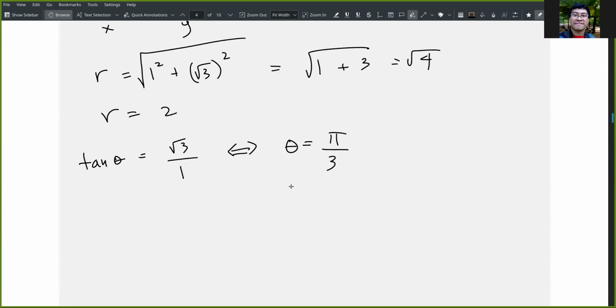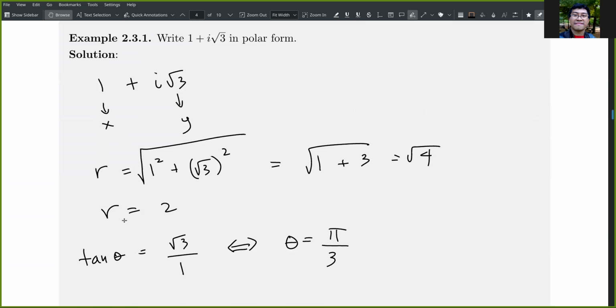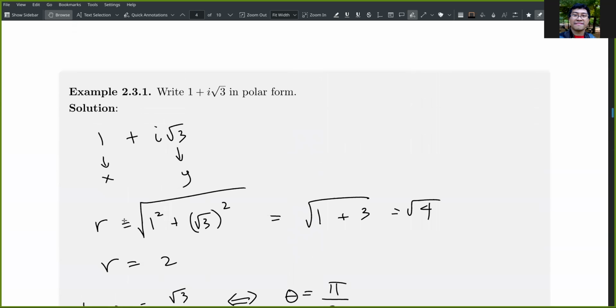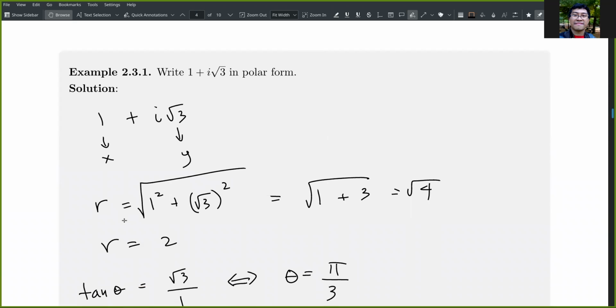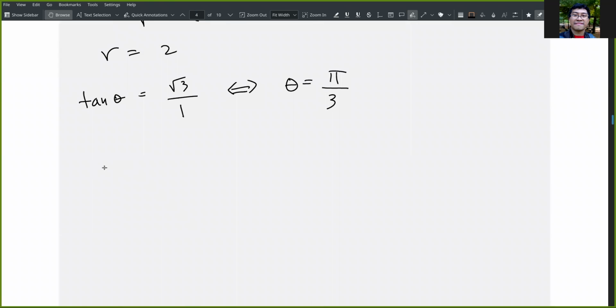Okay, so instead of x plus iy, let me write 1 plus i square root of 3. 1 plus i square root of 3 is equal to r e to the i theta. r is 2, e to the i theta, I mean, pi over 3.